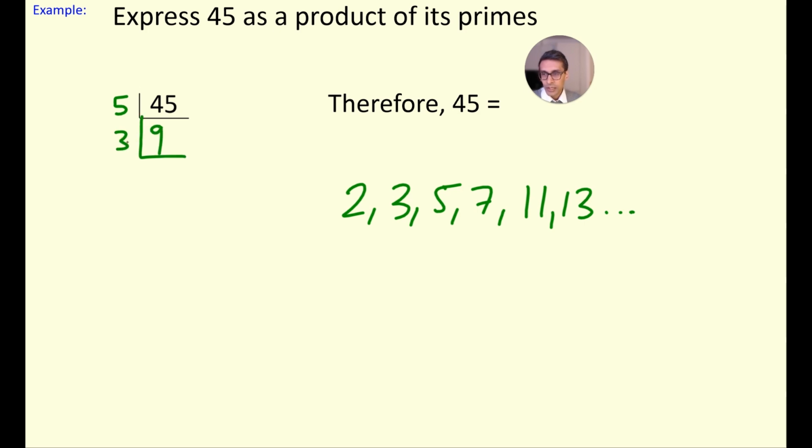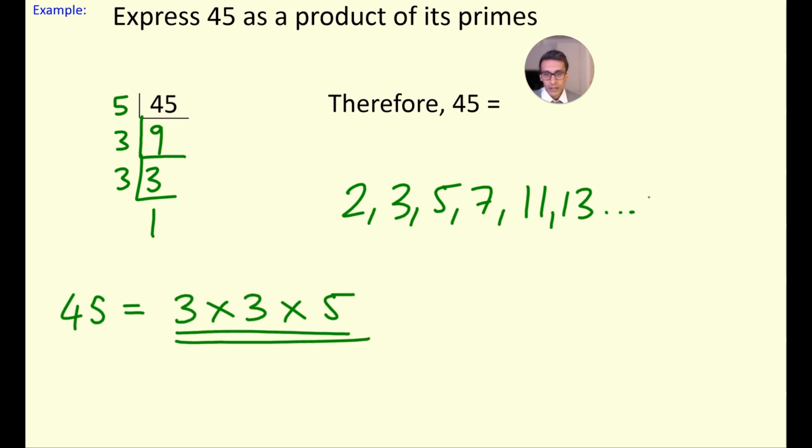We're going to divide 9 by 3 to get 3. We're going to divide 3 by 3 to get 1. So here you can see, if you write this in numerical order, 45 is equal to 3 times 3 times 5. That's your answer. Make sure you don't do any of the silly mistakes.